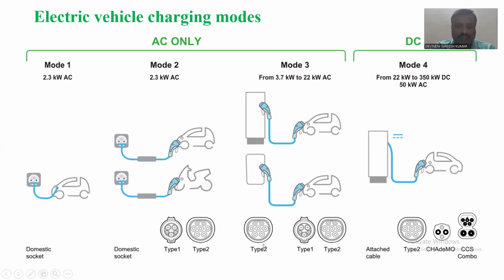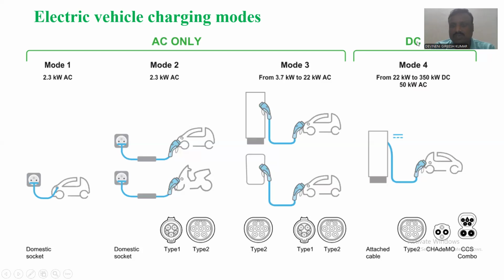And here we will use solely the type 2. Either you can use a type 1 and type 2 for this particular application when it is nearly 3.7 kilowatts. If it is exceeding more than 10 kilowatts, you can use the type 2 connectors here in mode 3. And all of this, mode 1, mode 2, mode 3, are AC charging modes.